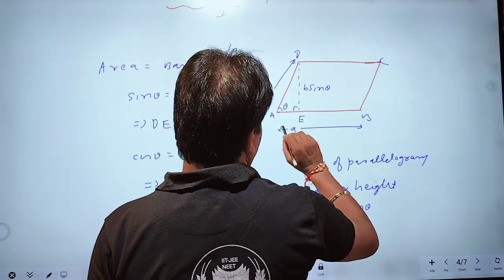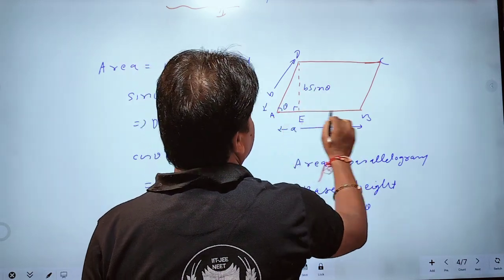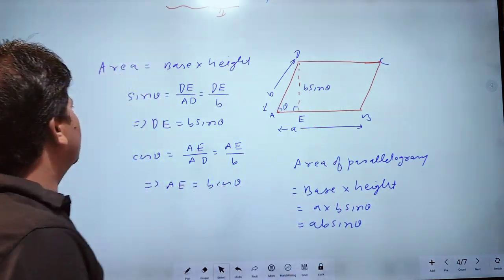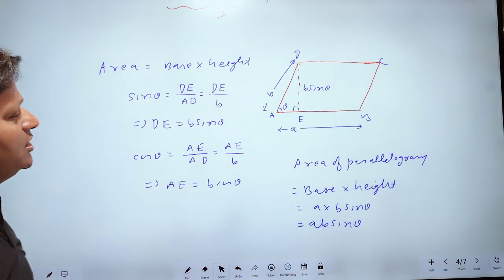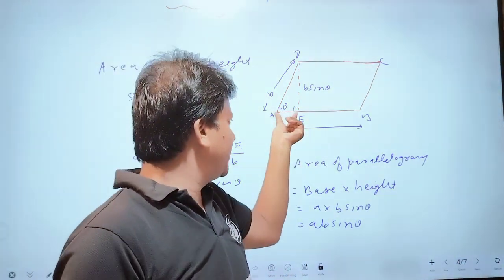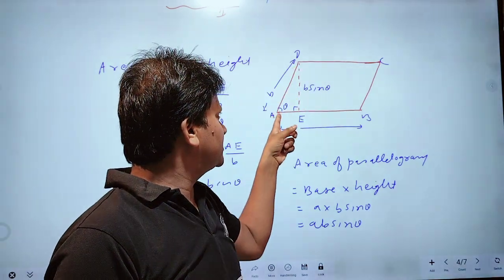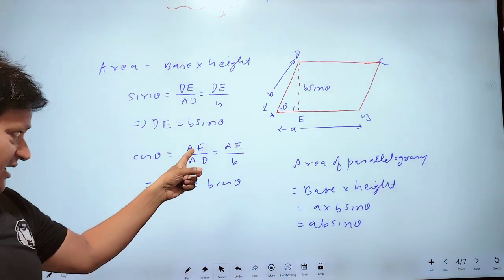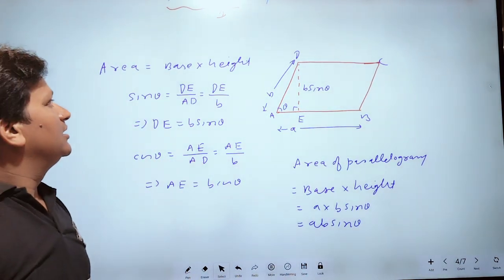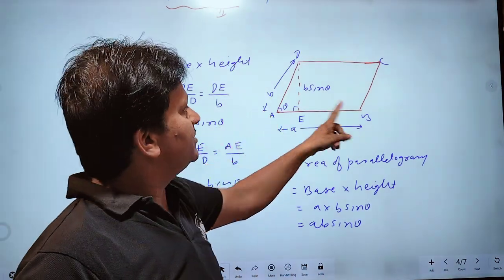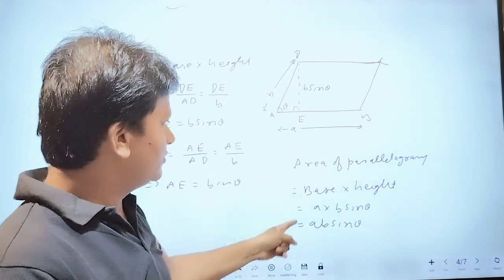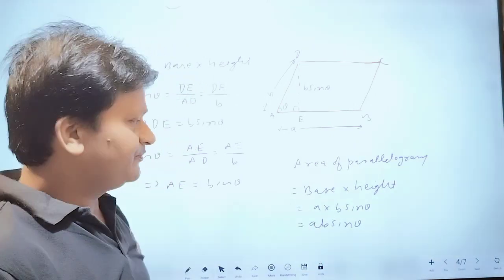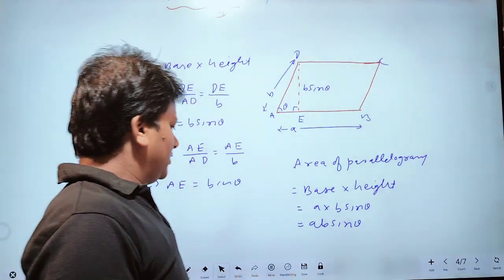Suppose this angle is theta, this length is b and this length is a. Therefore, height will be equal to b sin theta according to this. If you find the base in this right angle triangle, a cos theta is equal to a by ad. Okay? Here base is ab and height is b sin theta. Therefore, area of parallelogram will be equal to base into height, a into b sin theta, ab sin theta. Okay?